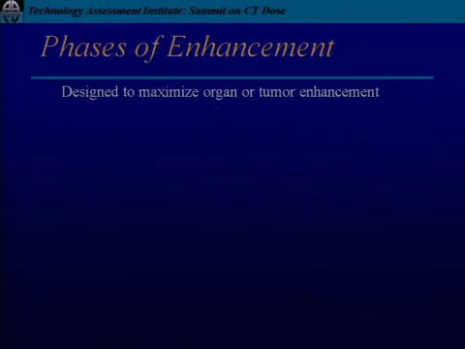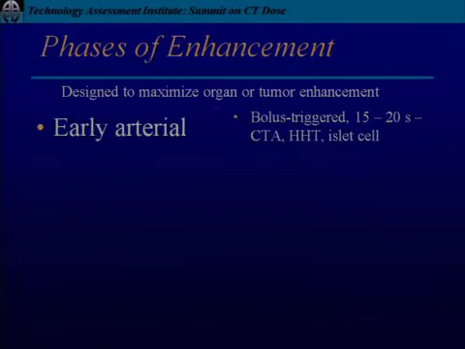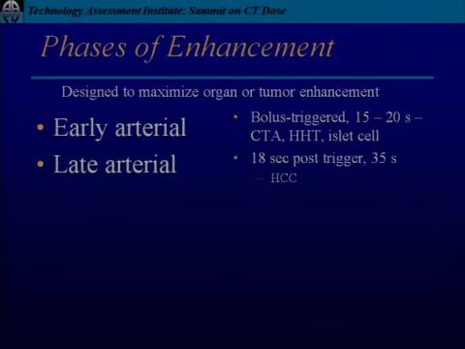When do these occur? Just to give you an idea, the early arterial phase we typically use for angiography or for very hypervascular pathologies, such as HHT, hereditary hemorrhagic telangiectasia, which are vascular lesions, or islet cell tumors. And these are usually at 15 seconds, or they can be bolus triggered. For late arterial imaging, you can add seconds onto your bolus trigger.